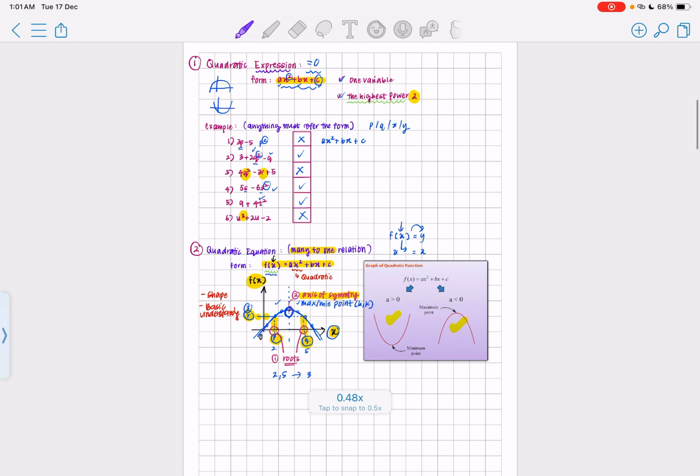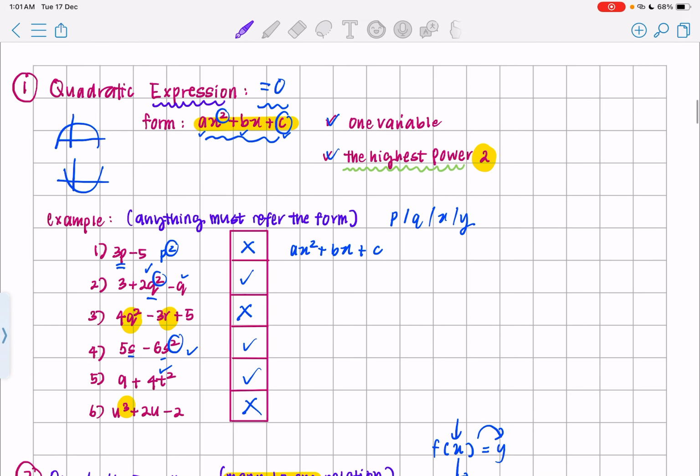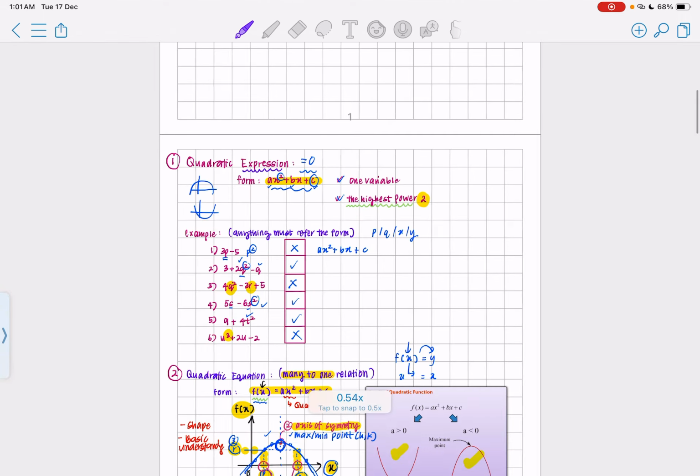Okay, quadratic expressions. So, we're gonna know ax square plus bx plus c equalkan dengan 0. You kena ingat it must be in one variable if the question states. Okay, and the highest power is only 2. Kenapa only 2? Sebab kita belajar quadratic. Quadratic punya power adalah 2. Okay, kalau you belajar cubic, then it's 3. But right now, it's quadratic, so it's 2.